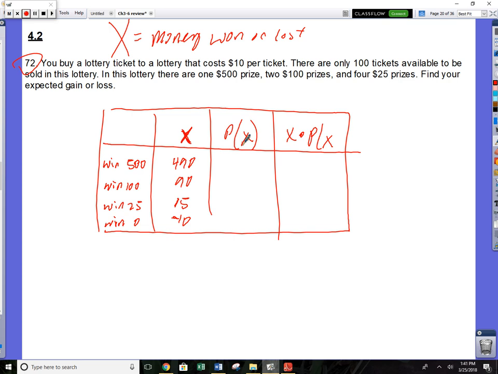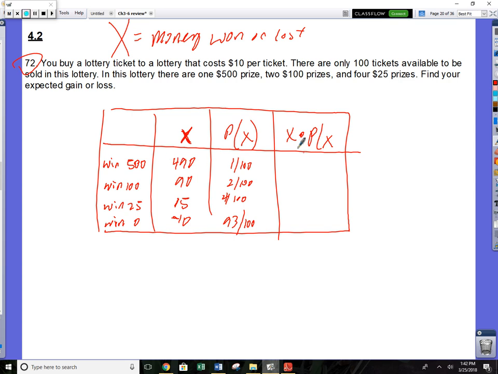Okay, the chances of winning $500, there's only one ticket out of the 100. There's 2 tickets out of the 100. There are 4 tickets out of the 100. So 4, 5, 6, 7. So 7 out of the 100 tickets are winners. That means 93 out of the 100 are losers. So is the prize big enough to entice you to play?